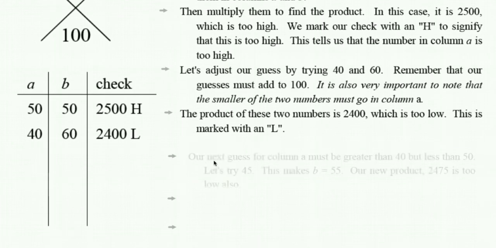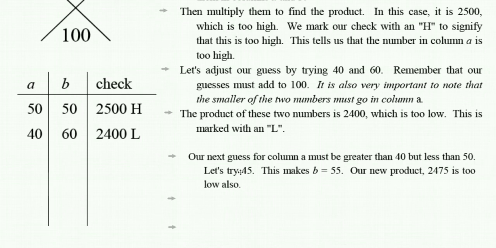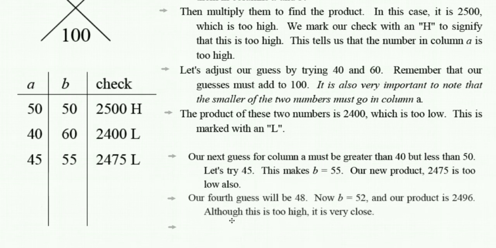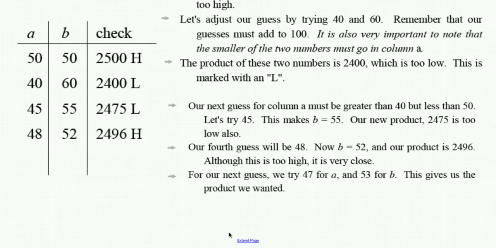Then we do our next guess. Our next guess for column A must be greater than 40 but less than 50 this time. So we try 45 and 55. Our new product is 2,475, which is also too low. Okay, so our fourth guess now will be 48 and 52, which will be 2,496, which is a little bit higher. Okay, now we're getting close. And now we simply try one more, which is 47 times 53, and this is the product that we want.